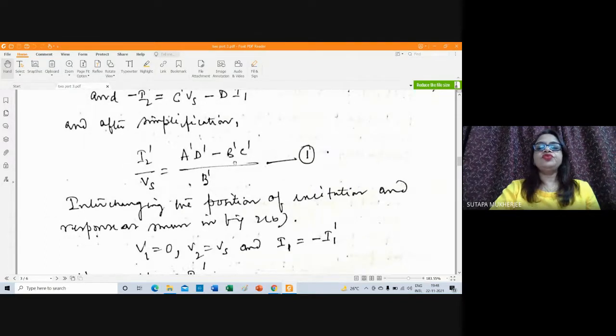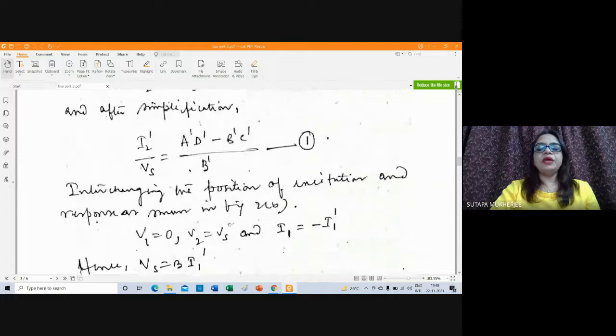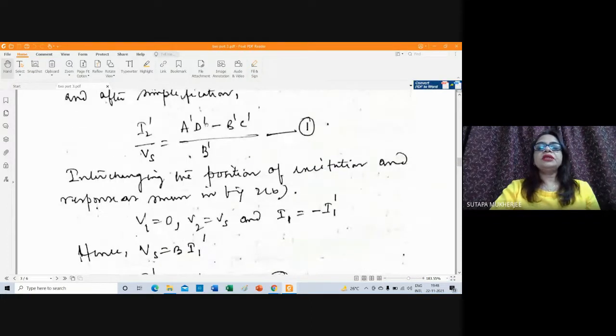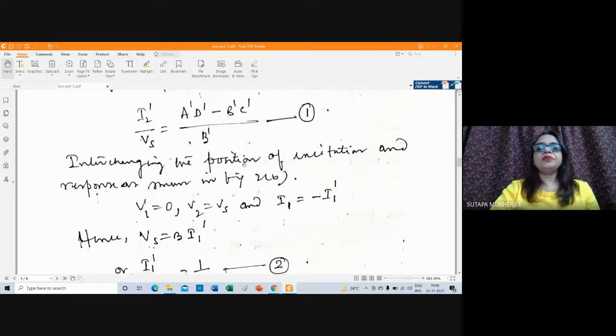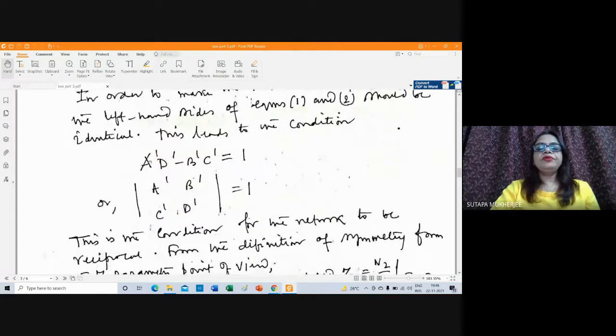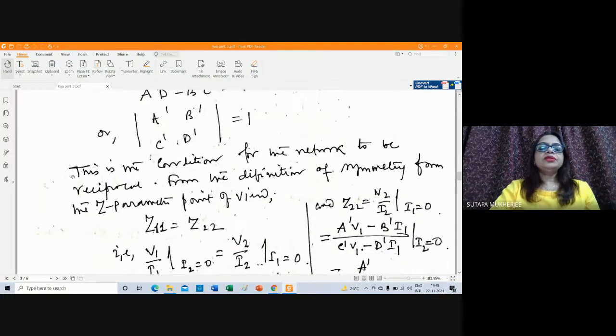So if these two equations are reciprocal, then what will happen? A'D' − B'C' will be equal to 1, right? So if you make it in matrix form, you will get A'D' − B'C' is equal to 1. So this is the condition for the network to be reciprocal.